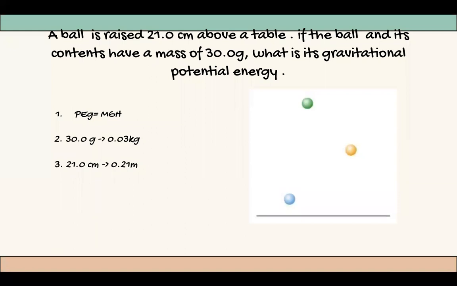to 0.21 meters. Now, after we found the actual measurements, we are going to replace them in the given equation. So PEG will equal 0.03 multiplied by 9.81 multiplied by 0.21. So the gravitational potential energy for this ball will be equal to 0.062 joules.